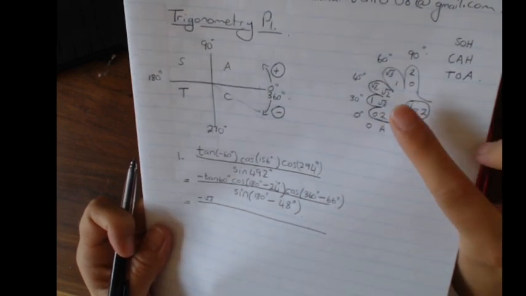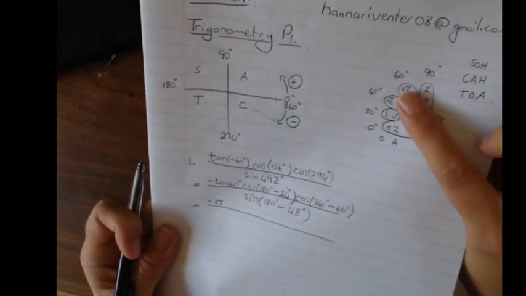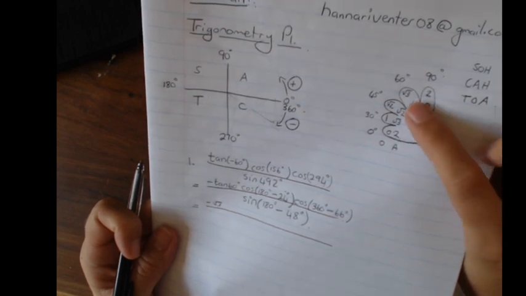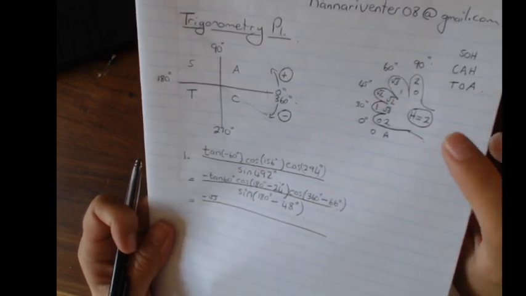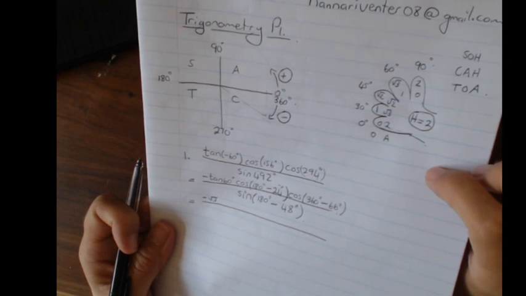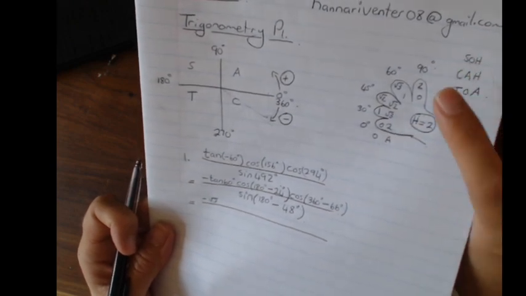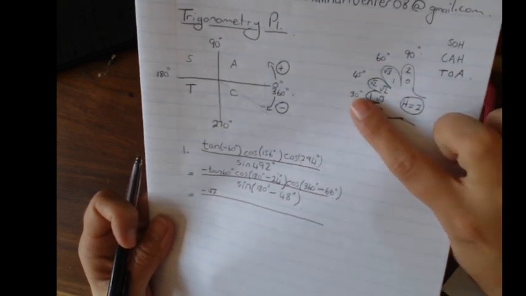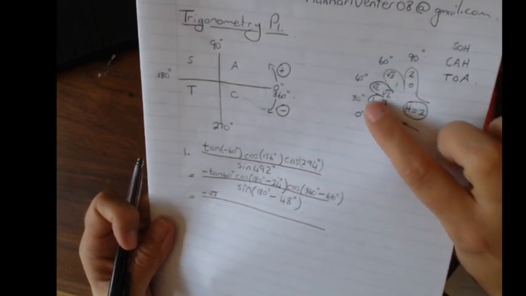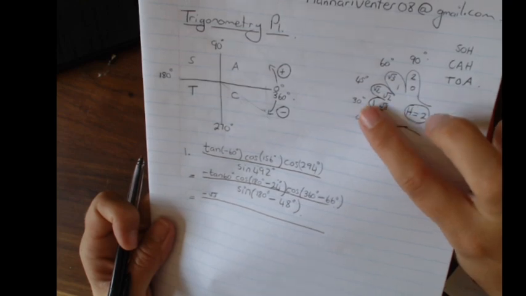Yeah, so there you can see I'm going to use the opposite, root 3, over the adjacent, 1, for 60. If I have to find, for instance, sine 30, sine is opposite over hypotenuse, so I'm going to look at the 30 finger. The opposite is 1 over hypotenuse is 2, so 1 over 2.